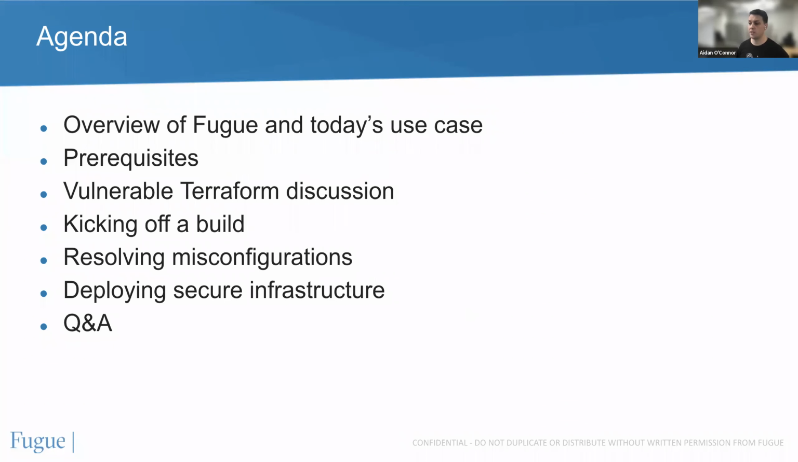We're going to kick off a build, let it fail. We're going to resolve some misconfigurations using the Fugue rule remediation steps that's in our documentation. And then finally, we'll talk through how you can deploy secure infrastructure from there. Just from a time perspective, I won't actually be deploying from this pipeline today, but I included some steps that are commented out, and you'll see that. And finally, we'll wrap up with a little bit of Q&A.